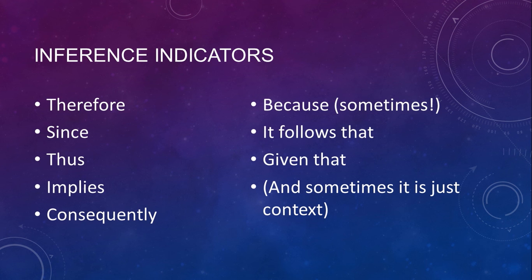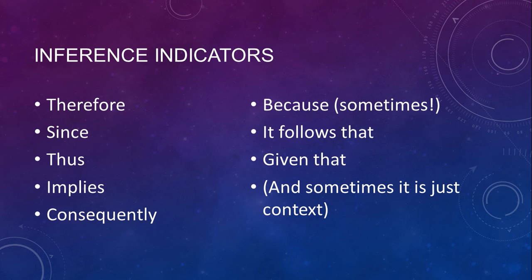So you're saying that, like, if heat causes water to boil, the water's boiling because it's been heated. That's not necessarily an argument that the water is boiling. You might be offering an explanation. So because can often indicate a causal explanation, and explanations are often different than arguments. So be careful with because. It follows that, given that.